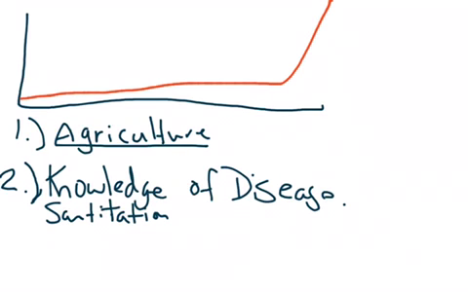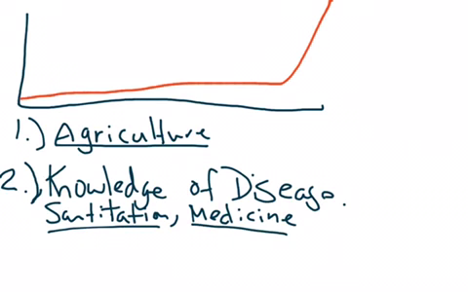And another way knowledge of disease helped was medicine. So with antibiotics and treatments, sanitation would help prevent sickness. But now if you accidentally got sick along the way, there was still hope. You still had treatment. You could still get better, okay? So sanitation would prevent sickness, and medicine would treat sickness, okay?